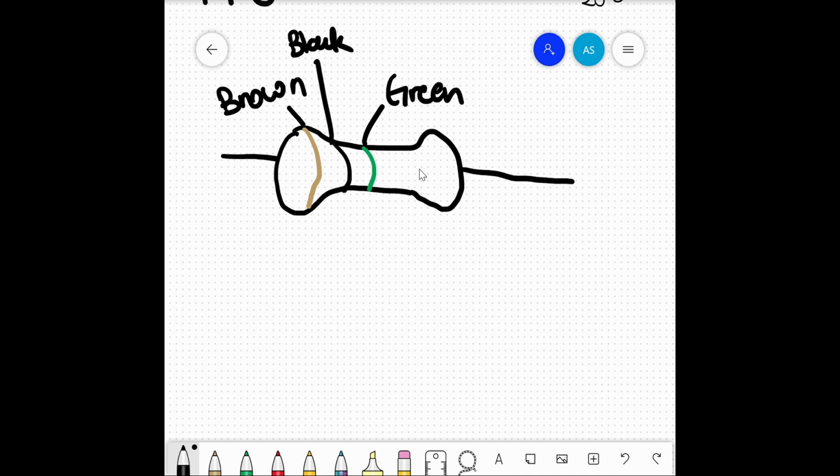This next one has brown, black and green stripes. Pause the video and give it a try. Now this resistor has a very large resistance. It actually has a resistance of 1 million ohms or 1 mega ohms.